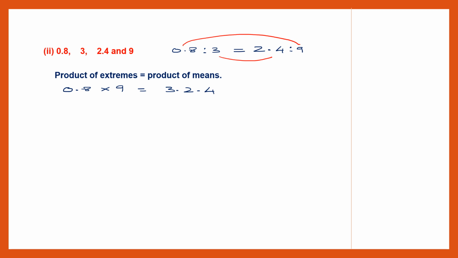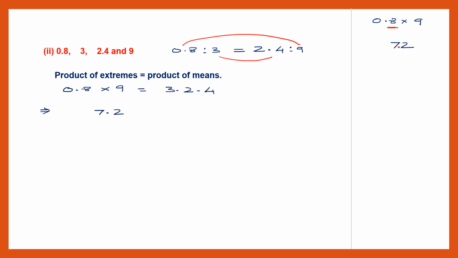So 0.8 into 9. Ignore the point, it becomes 8. 8 9s are 72. Now go back to the question. Look and see there is one decimal place after the point. That means in your answer also after the point there should be one place. So my point comes here. So this is 7.2. So here product of extremes we found it to be 7.2.